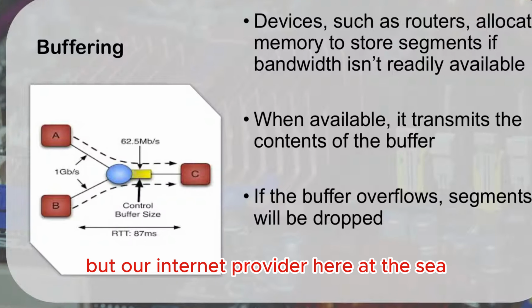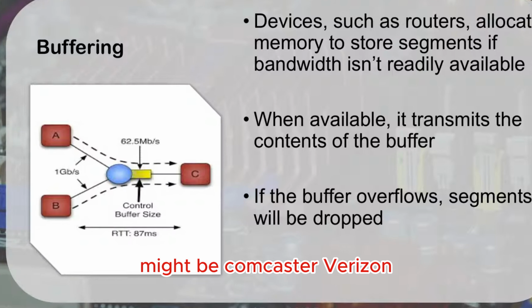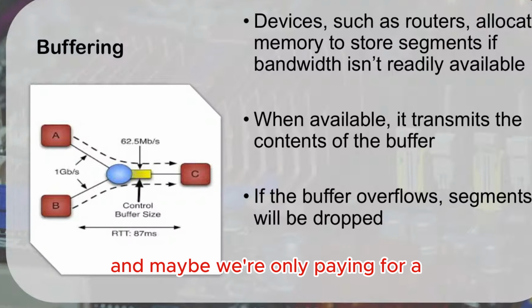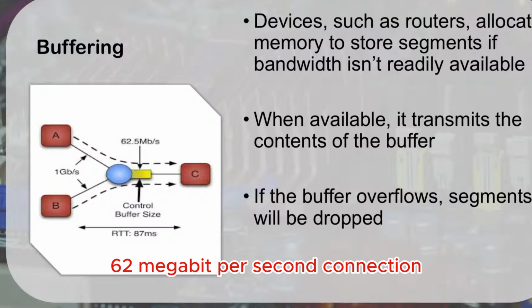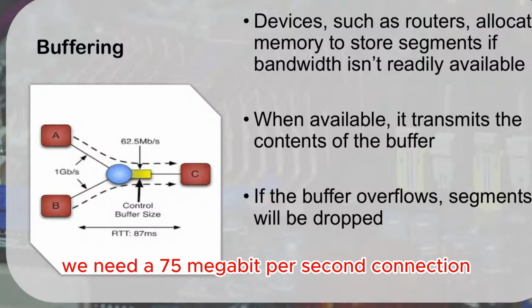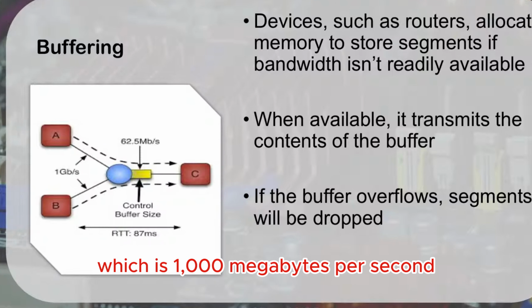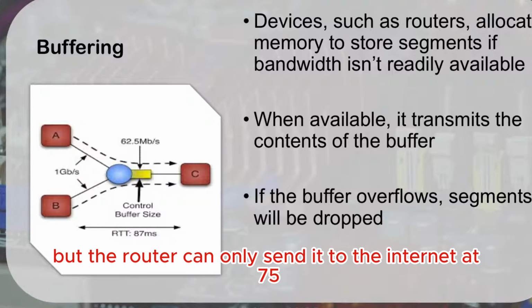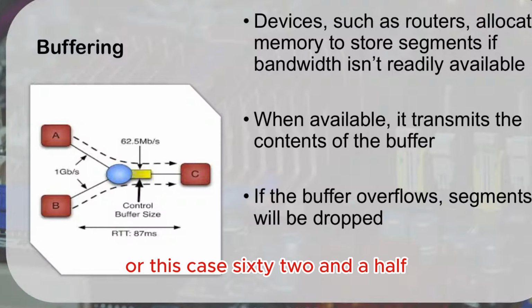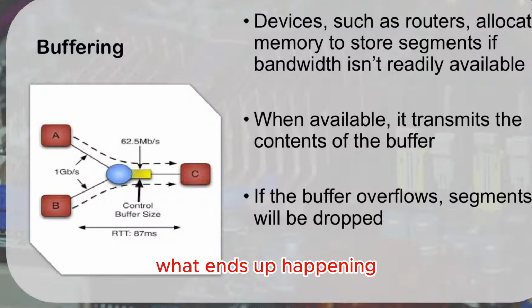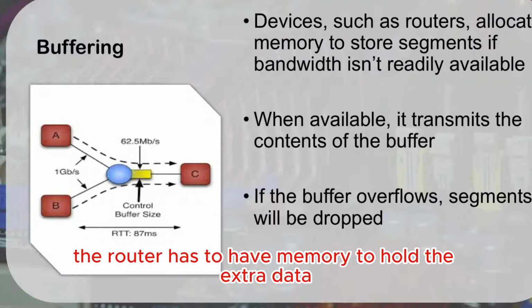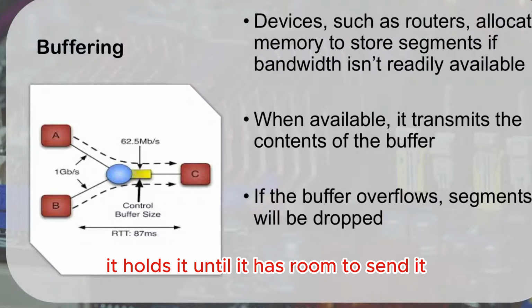But our internet provider here with the C might be Comcast or Verizon, and maybe we're only paying for a 62 megabit per second connection. Or like in my house, we need a 75 megabit per second connection. If I'm sending things to the router at 1 gigabit, which is 1,000 megabits per second, but the router can only send it to the internet at 75, or in this case 62.5, what ends up happening? You get a backup, right? And so what ends up happening is the router has to have memory to hold the extra data. And what it does is it holds it until it has room to send it.